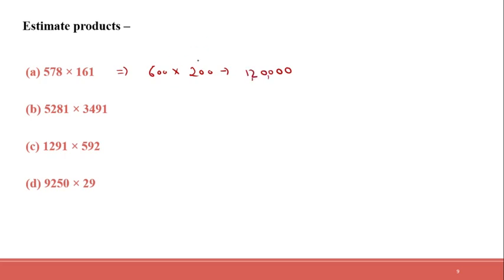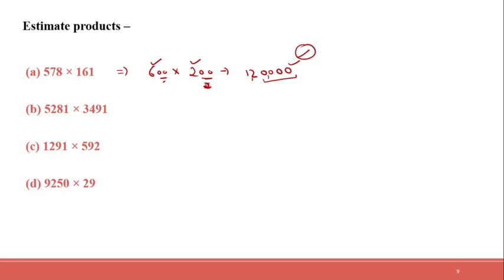How? If you multiply, then the number of zeros in both the numbers will be summed. Here there are two zeros and again two zeros. So total four zeros. We will write 40 here. Then we will multiply 6 into 2, it is 12. Although this is a rough estimation, we can do it more precisely.